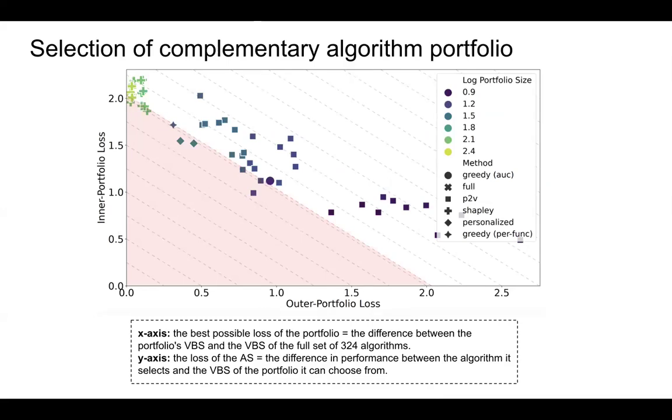And actually what we have here, on the x-axis, is the difference between the portfolio virtual best solver and the virtual best solver of the full portfolio. And here we have the difference between the virtual best solver and the algorithm we select by algorithm selection only within the portfolio. And then these are the full portfolio and everything that we have here. So all these different algorithm portfolios, which are defined by us, provide better algorithm selection loss.